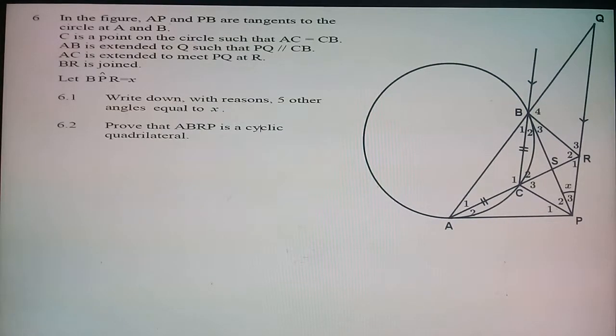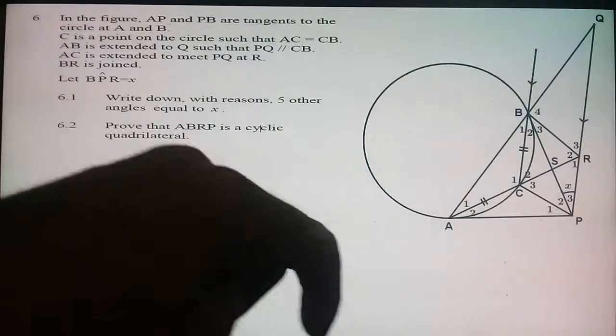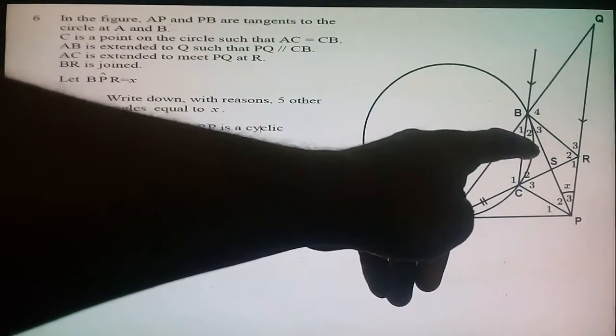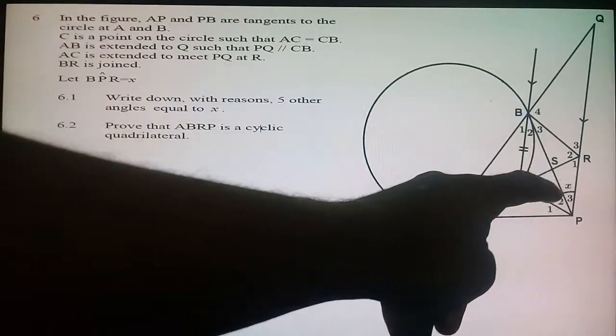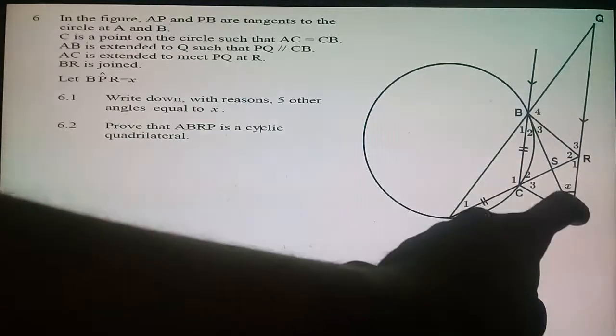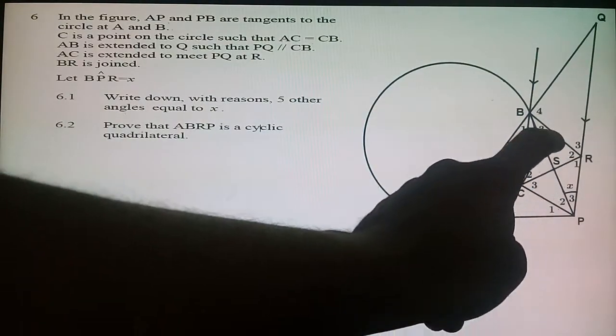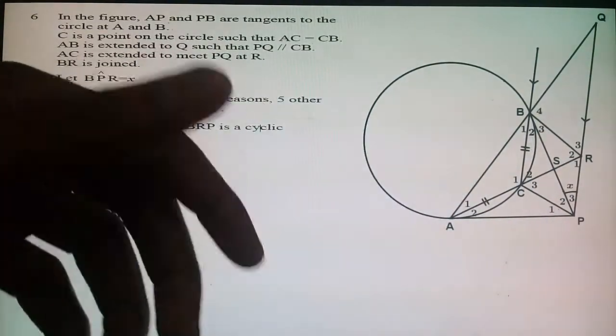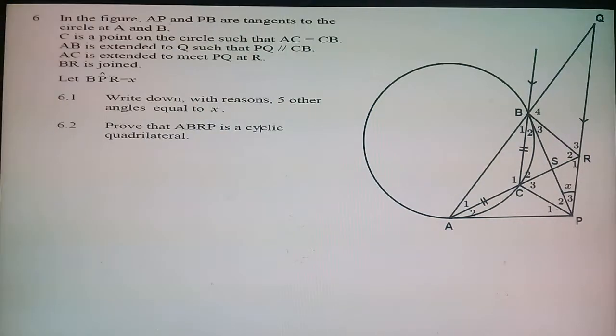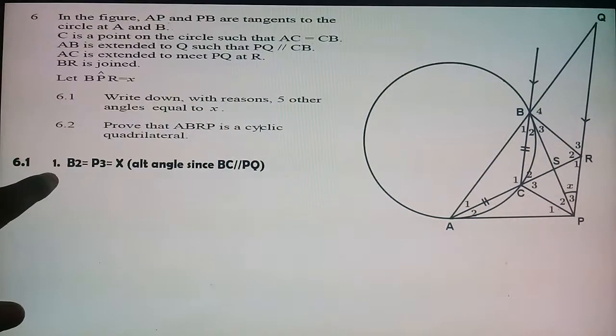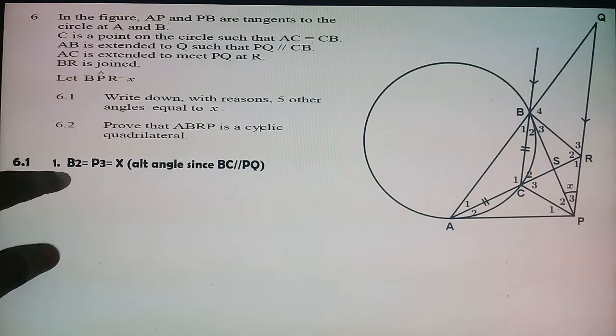They say BC is parallel to QP. Then, what do you know about parallel lines? You can find alternate angles. How can we conclude about P2 and P3? What do you call that one? They form a Z shape. We have P3 and P2, that's equal to X, alternate angles. That's why in 6.1, the first angle, they say we have to find 5 other angles that are equal to X.